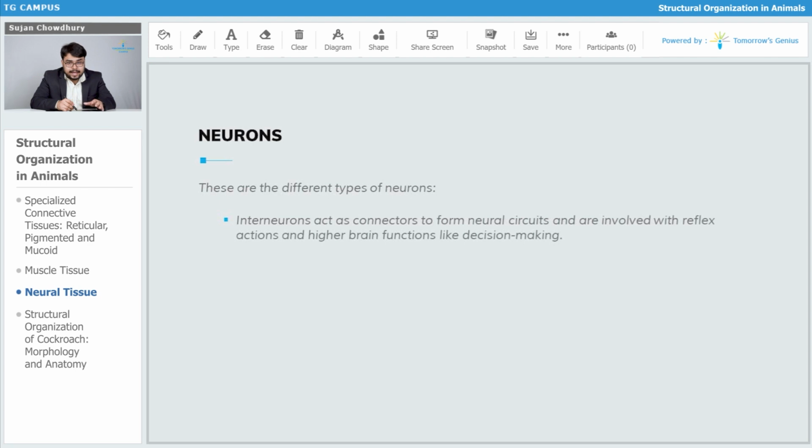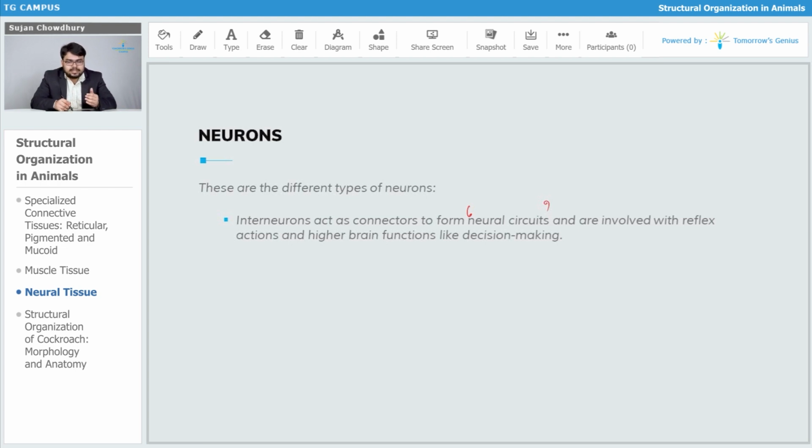The interneurons act as connectors to form neural circuits. The neural circuit is made up once impulses travel to the CNS, the impulse is processed, and a response based on the nature of the impulse comes back. This basically makes up a complete impulse circuit.